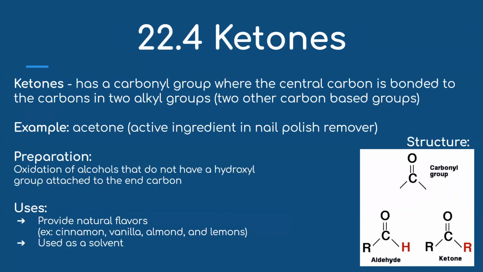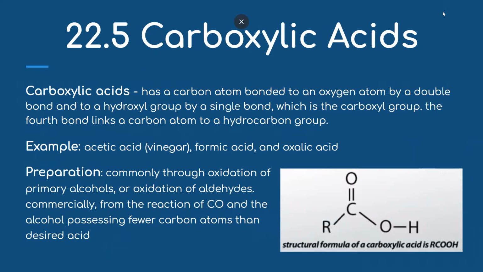The bottom right-hand corner shows the structure of a carbonyl group, the carbonyl group in aldehydes, and the carbonyl group in ketones. 22.5 is about carboxylic acids. Carboxylic acids have a carbon atom bonded to an oxygen atom by a double bond and to a hydroxyl group by a single bond, which is the carboxyl group. The fourth bond links the carbon atom to a hydrocarbon group.